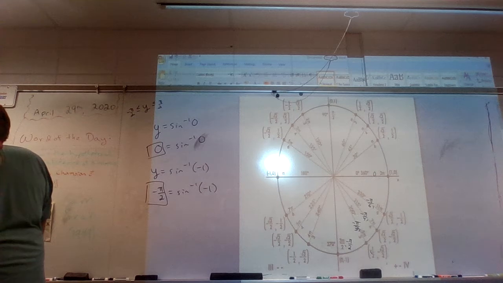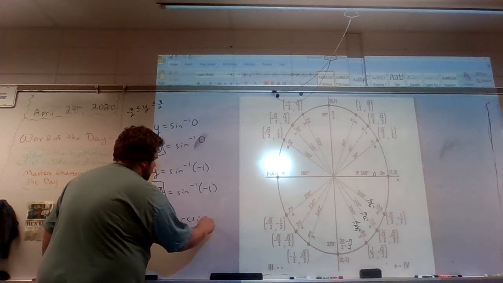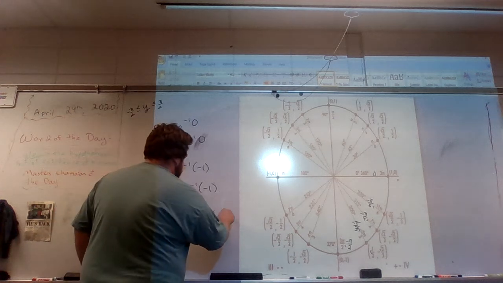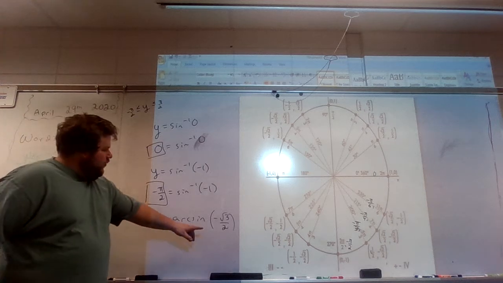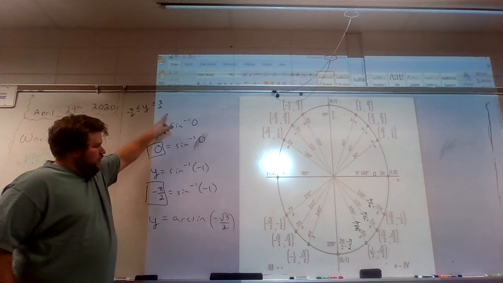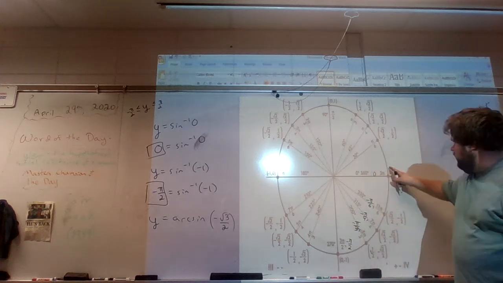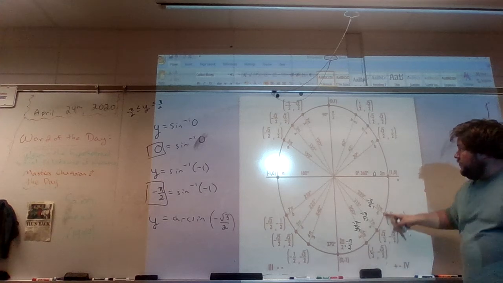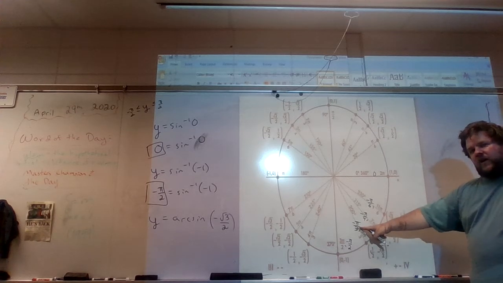Looking at some more. What about if I did this guy? y equals arcsine of negative radical 3 over 2. So for this one, we're thinking, what's the angle between negative pi over 2 and pi over 2 where the sine is going to be negative radical 3 over 2? Okay, sine, that y coordinate's negative radical 3 over 2 here. So that's going to be this negative pi over 3.